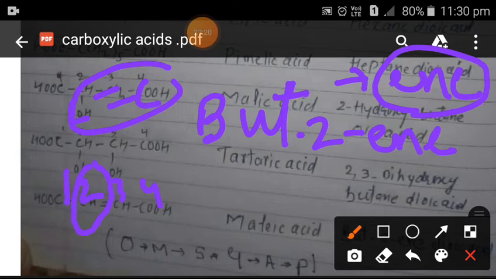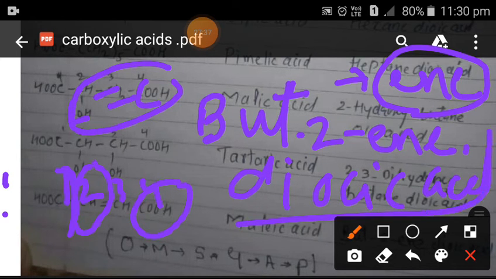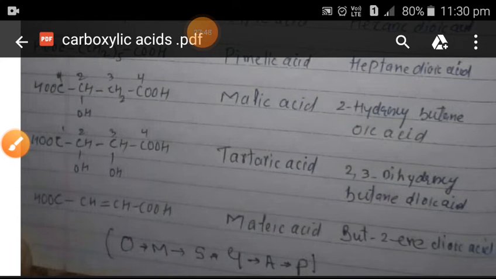Accordingly, then you will write the secondary suffix, which is oic acid. But how many carboxylic acid groups are there? There are two. So the name of the compound will be but-2-enedioic acid. Clear? So this is the common name as well as the IUPAC nomenclature of the monocarboxylic acids and dicarboxylic acids. Clear?